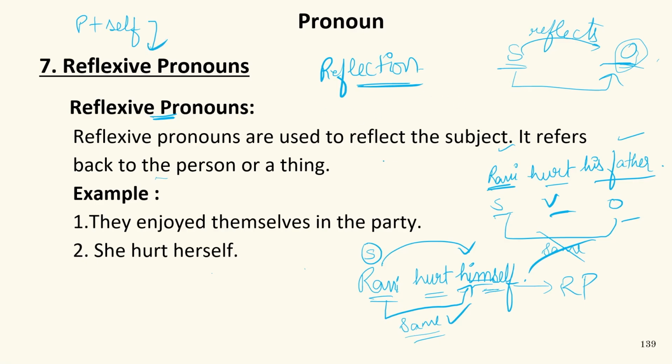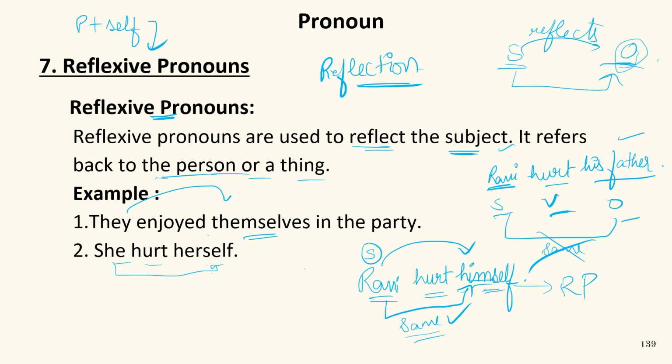So when the subject reflects itself in place of an object, it is called a reflexive pronoun. Reflexive pronouns are used to reflect the subject. It refers back to the person or thing. They enjoy themselves. So this themselves is a reflexive pronoun because they and themselves are the same. She hurt herself. Now whom did she hurt? Herself. So subject and object are the same. That is why this is called a reflexive pronoun.